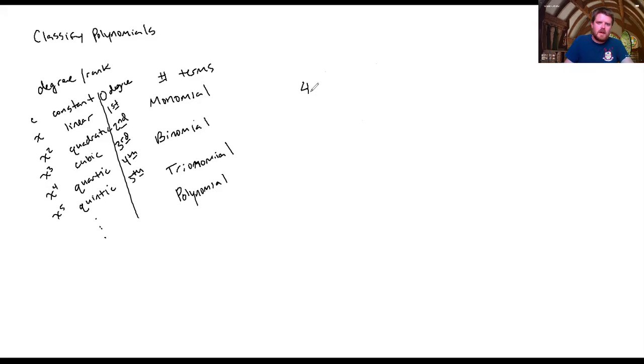So for instance, if I had something like 4x squared minus 7x plus 10, looking at the things, quote unquote, that are separated by plus or minus signs, I have 1, 2, 3. So that would be a trinomial. If you have a single term, that is a monomial. If you have two terms, that's a binomial. 3 terms, trinomial, and any more than that, we kind of stop counting. You could technically name them, but most textbooks don't.